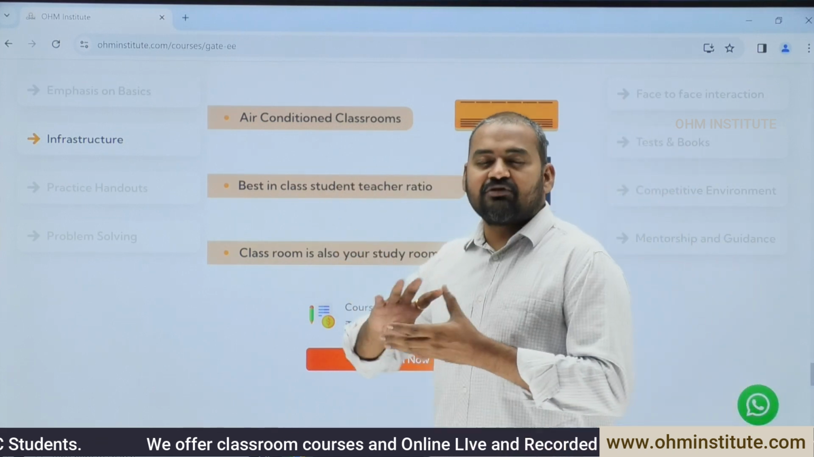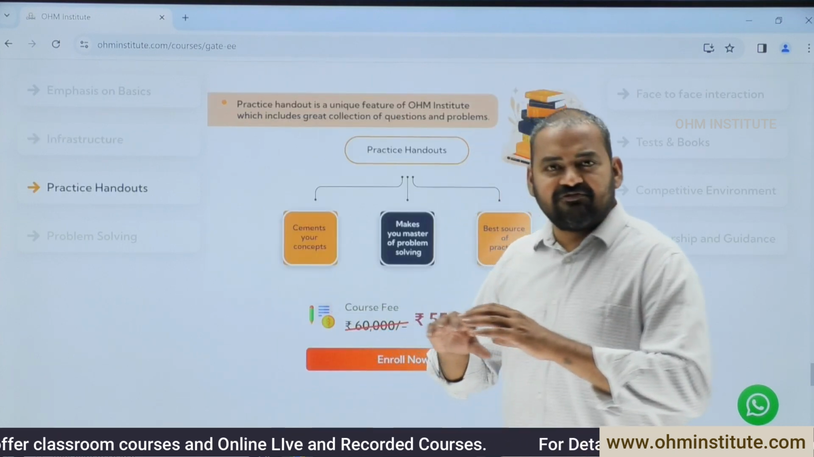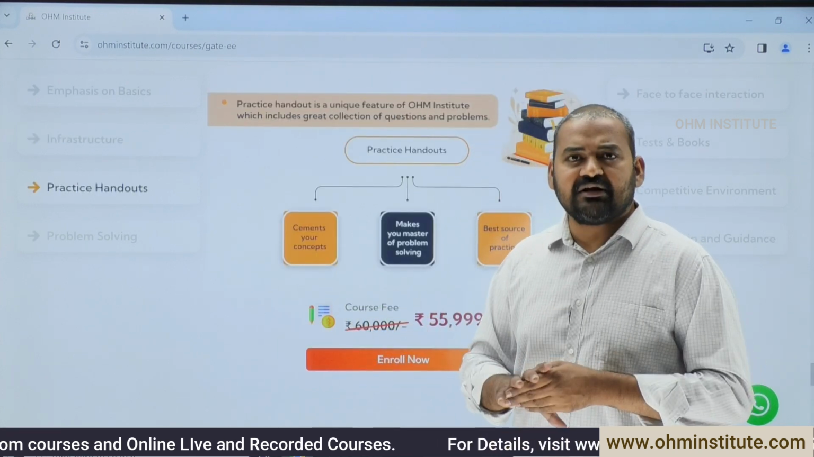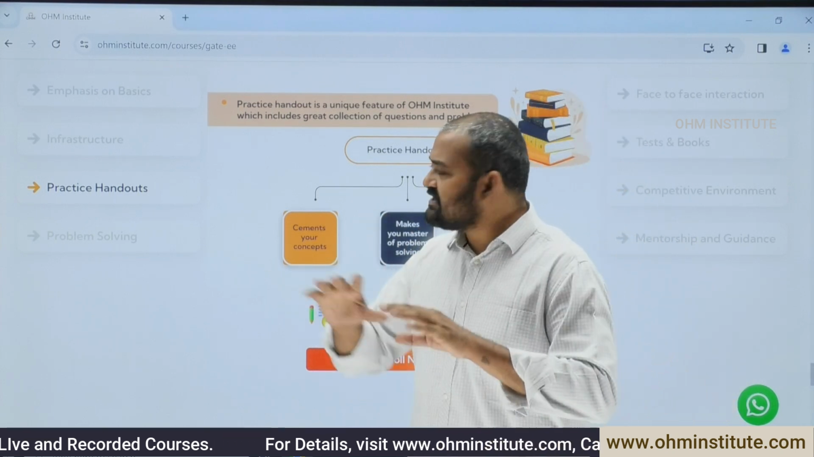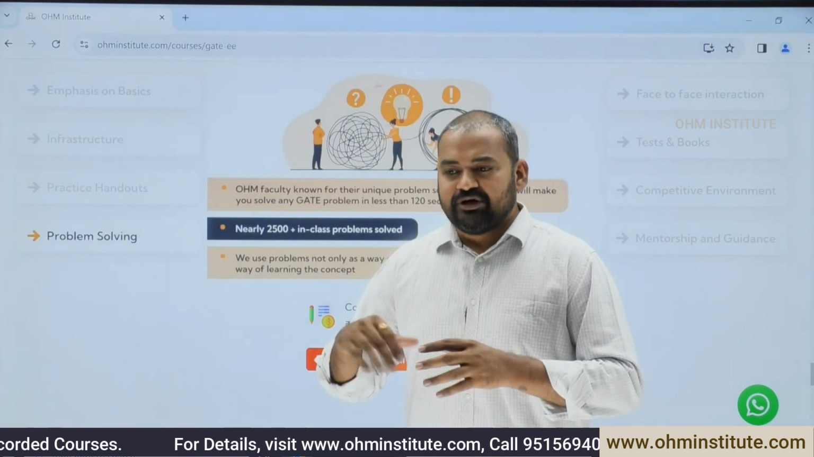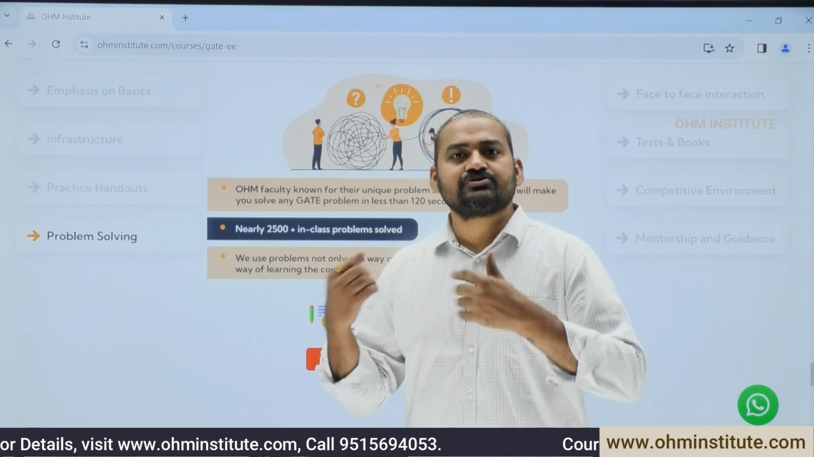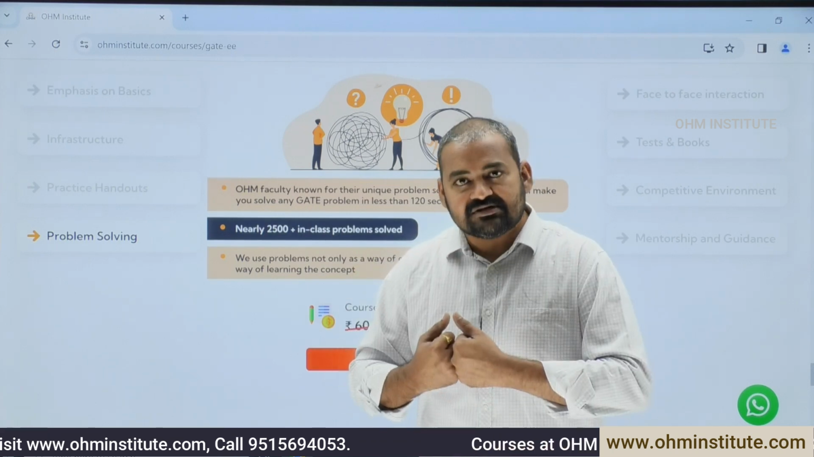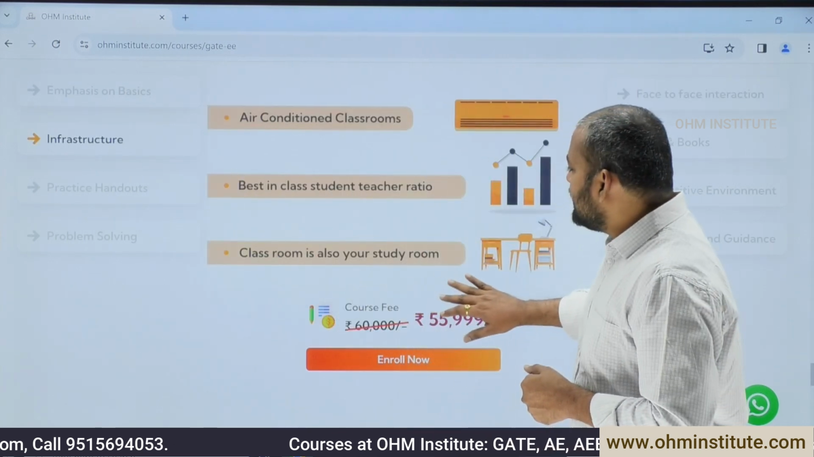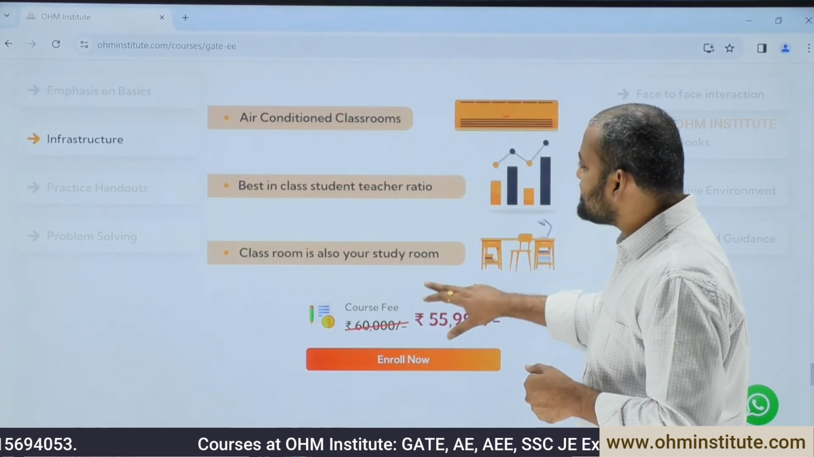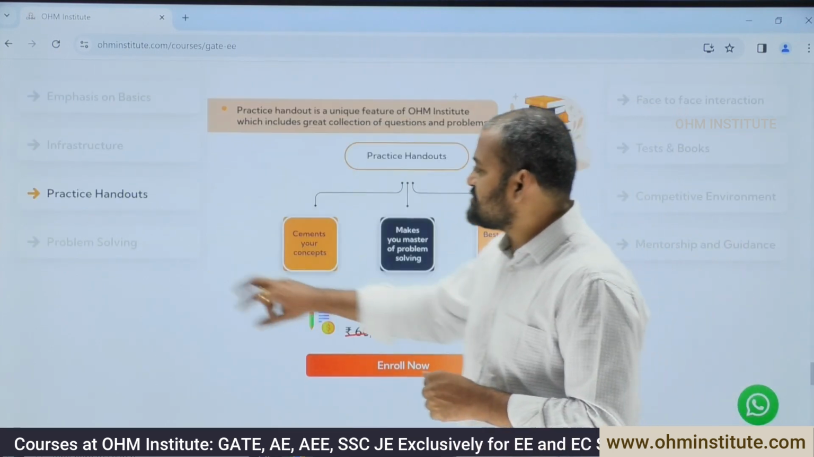So that the teacher can focus on each and every student. All our students interact with faculty effectively, and they will get to know their doubts, etc. Faculty will always be at the institute itself. So we don't complete the class and go back home. We will stay here for a while so that students can interact with us and clarify their doubts. And the classroom is also your study room. As I mentioned, once the class is finished, you can use the same room as your study room as well.